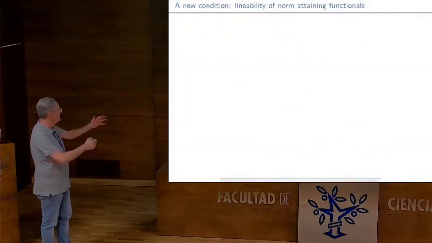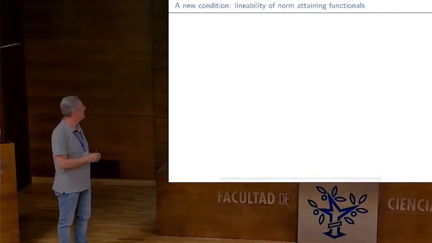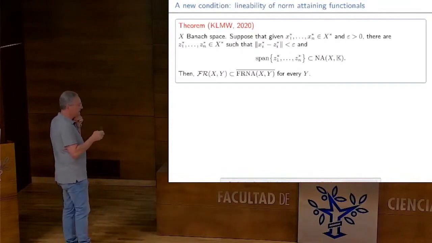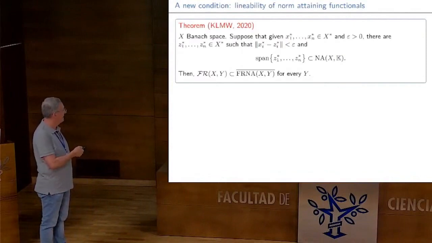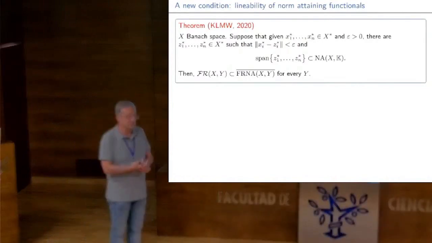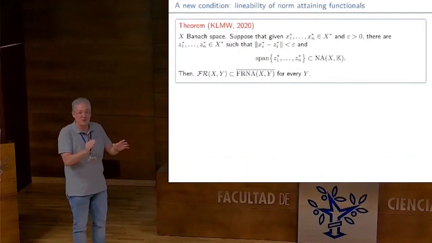Okay, so let's go to the new condition. The new condition is to forget about the approximation property, but think about linearity of the set of non-attaining functionals. And the big theorem, I mean the main result, is the following. Suppose that you have a Banach space such that, given finitely many functionals and an epsilon, you can find finitely many functionals, each of them close to the previous ones, so that the linear span of the set of new functionals is contained in the set of non-attaining functionals. Then every finite rank operator can be approximated by finite rank non-attaining operators. The easiest way to get this is to suppose that the set of non-attaining functionals is a linear space, like in C0. Then as this set has to be dense, it's a linear dense subspace, and then you get this for free. And we don't know any example where you have this and not the other.